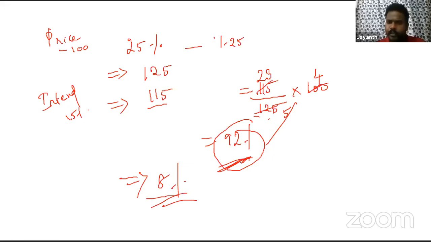Is that clear, guys? See, for example, what is the question means? If the price is 125 rupees, okay, if 1 kg is 125 rupees, but you are having only 115 rupees in your hand, you will be getting 920 grams, or else 92% of it. So that is what the question is.